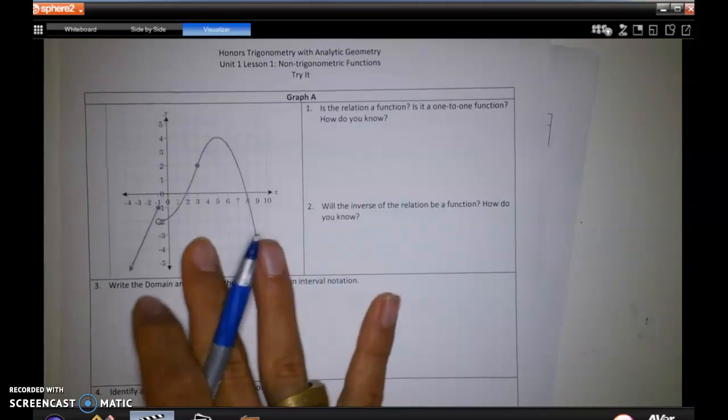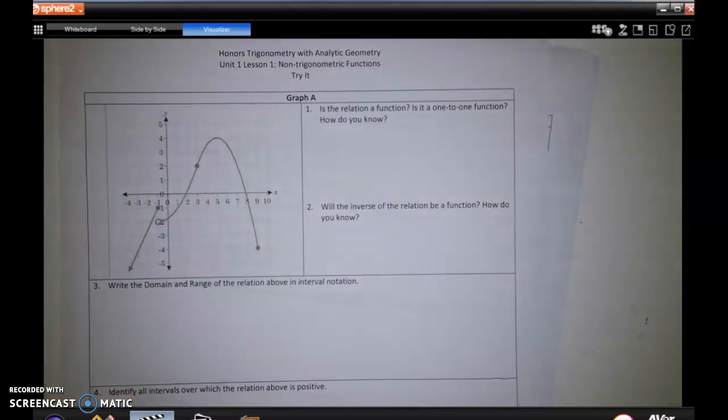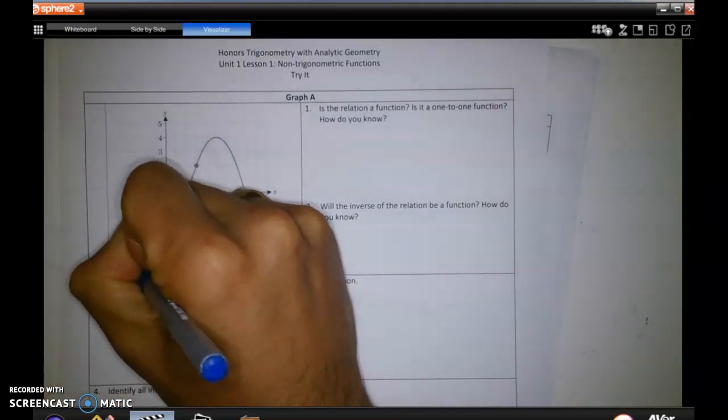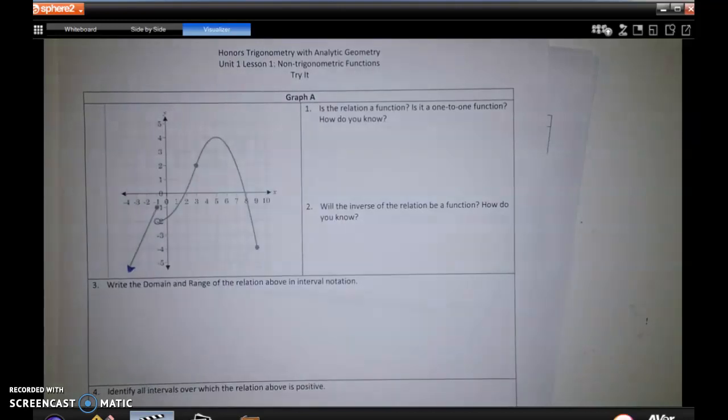So notice the graph that we're looking at. One big thing once I look at a graph, I'm noticing we have one arrow. I'm going to annotate that right now, just so I know that we have an arrow here.